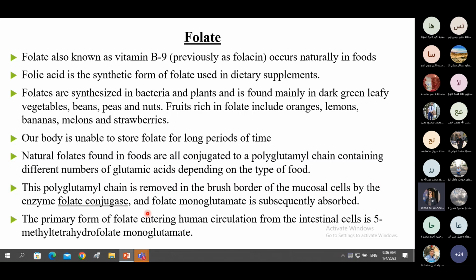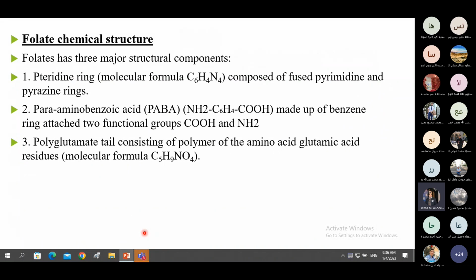The folate that enters our body and our blood is in the form of 5-methyl tetrahydrofolate monoglutamate. 5-methyl tetrahydrofolate monoglutamate, as we will see. Folate chemical structure, as we will see in the next slide.